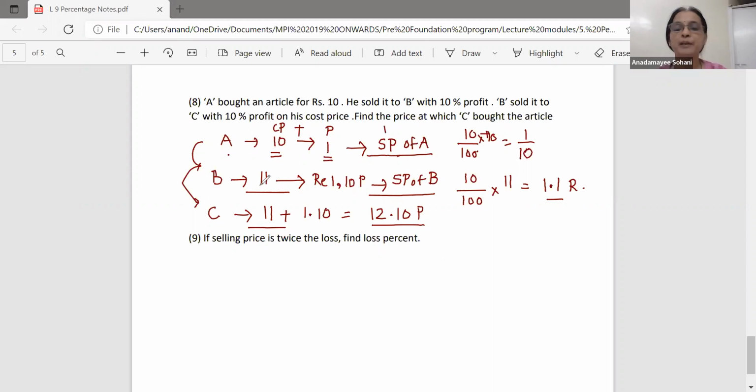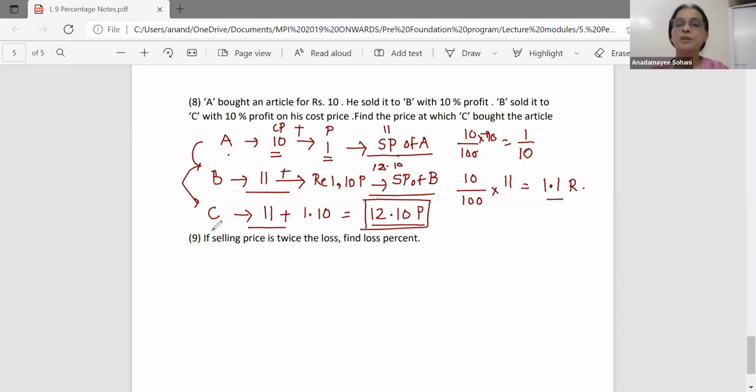That was B's cost price. He got 1 rupee 10 paise profit with 10%. He added that and he got it as 12 rupee 10 paise. And so C has bought it for 12 rupee 10 paise. So this is what we do for step up questions. Every step we have to compute the questions.